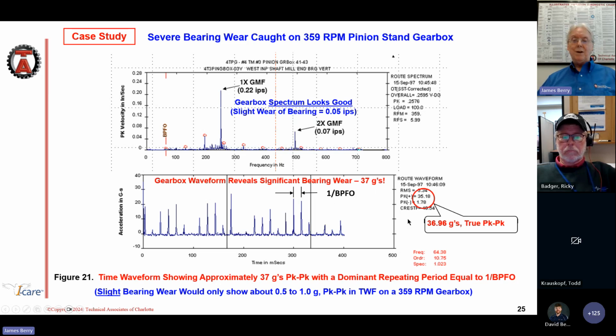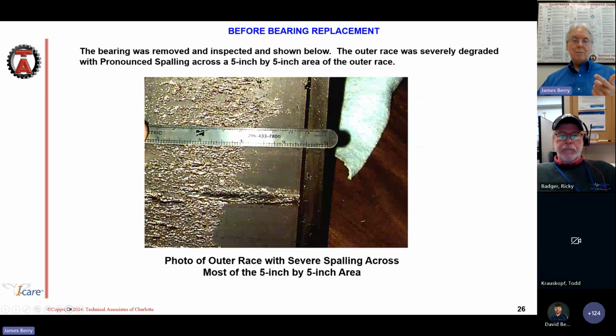Significant bearing wear, 37 Gs. What should it have been? 0.5 to 1 G. Instead of that, it's anywhere from 37 times to 74 times higher than it should be, all right? And you see that in the waveform. Here's the proof, and the pudding shows that the bearing is badly spoiled.